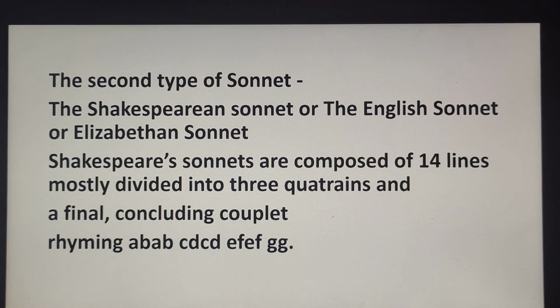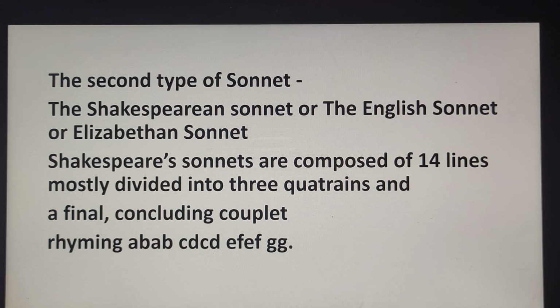When we talk about the second type, the first English sonnets appeared in Tottel's Miscellany, a collection of lyrics and sonnets written by various known and unknown poets of the 16th century. Two well-known poets who contributed their sonnets to this were Sir Thomas Wyatt and the Earl of Surrey. After that, sonnets were written by Shakespeare, Sidney, Milton, Wordsworth, and the Pre-Raphaelite poets, right?